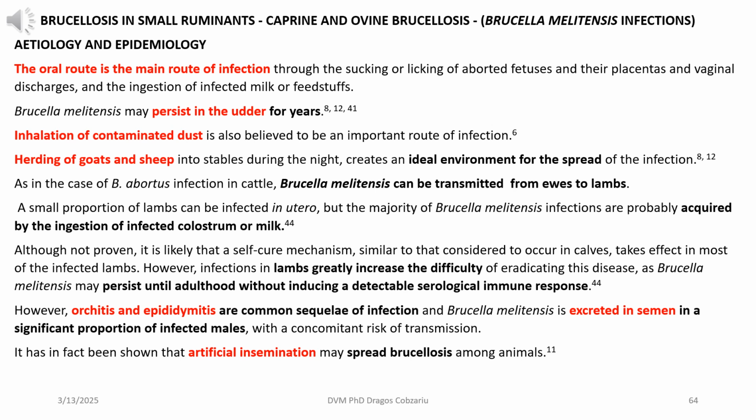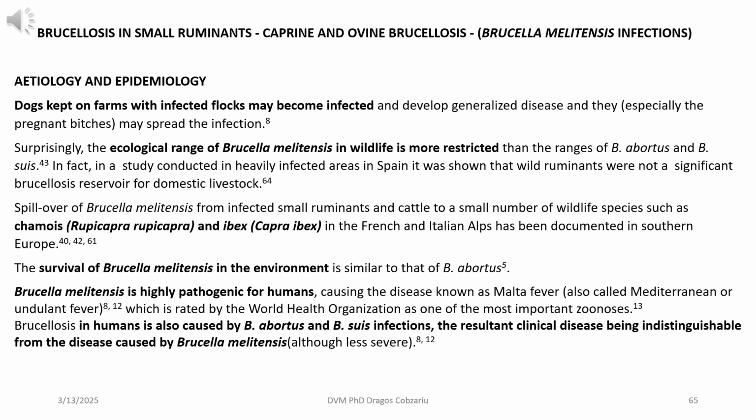However, orchitis and epididymitis are common sequelae of infection, and Brucella melitensis is excreted in semen in a significant proportion of infected males, with a concomitant risk of transmission. It has in fact been shown that artificial insemination may spread brucellosis among animals. Dogs kept on farms with infected flocks may become infected and develop generalized disease, and they, especially the pregnant bitches, may spread the infection. Surprisingly, the ecological range of Brucella melitensis in wildlife is more restricted than the ranges of B. abortus and B. suis.